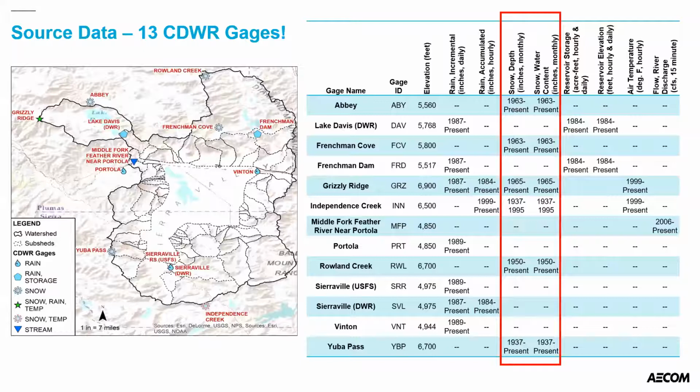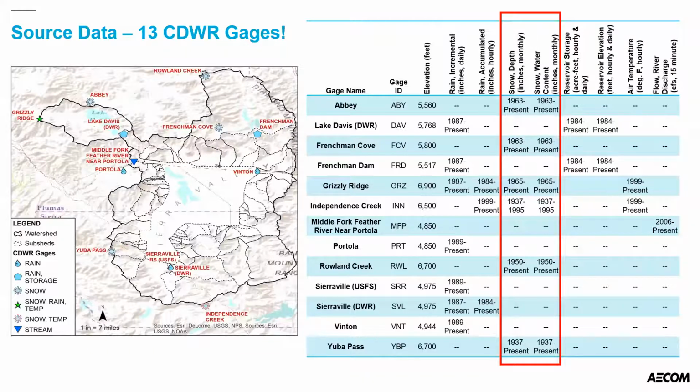So now to get to that source data for our parameters. There are 13 gauges from the California Department of Water Resources. This is amazing data.